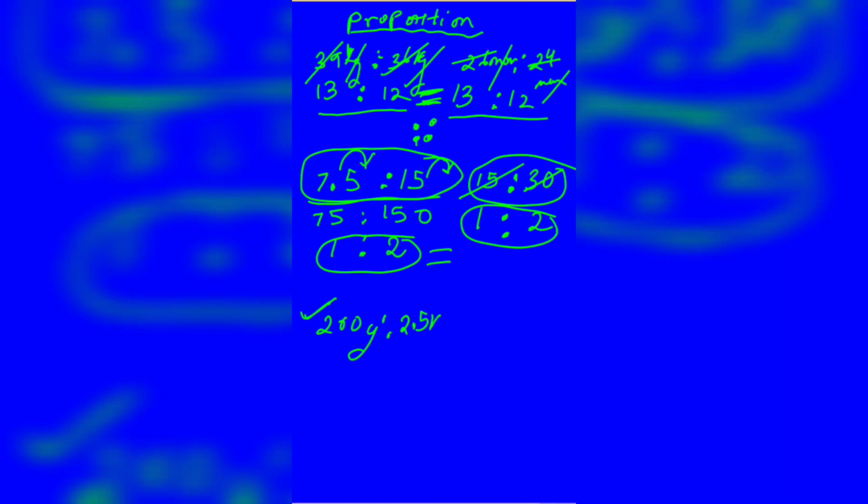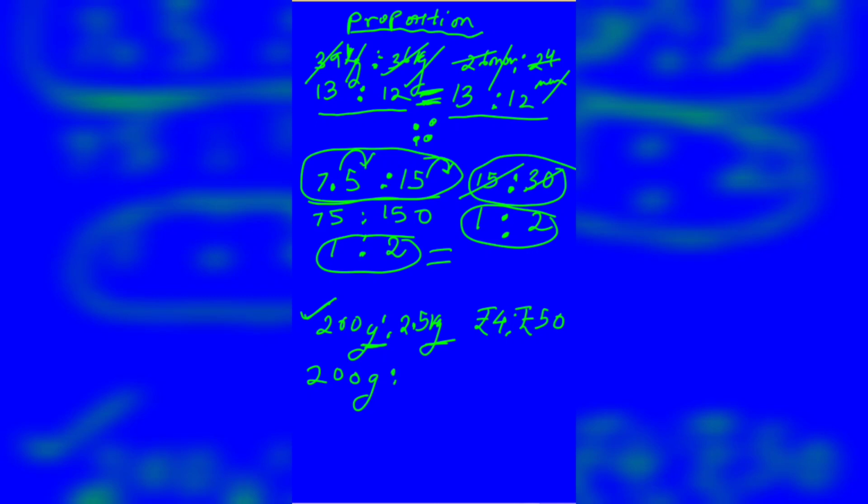2.5 kg and rupees 4 is to rupees 50. Now whether they are in proportion or not, let's find out. Now this is gram and this is kg, so let us make both in gram. You get 2500 gram. Now gram cancels and rupees also cancel.